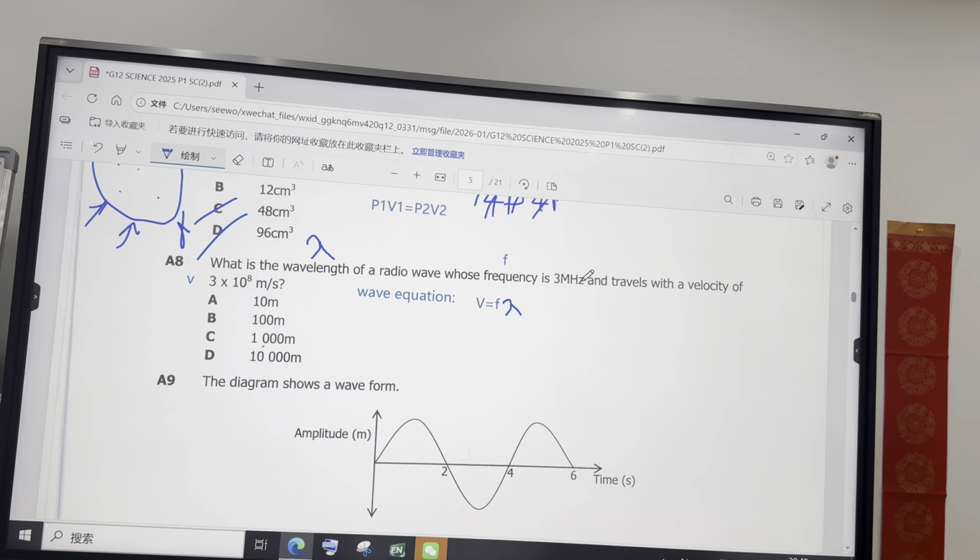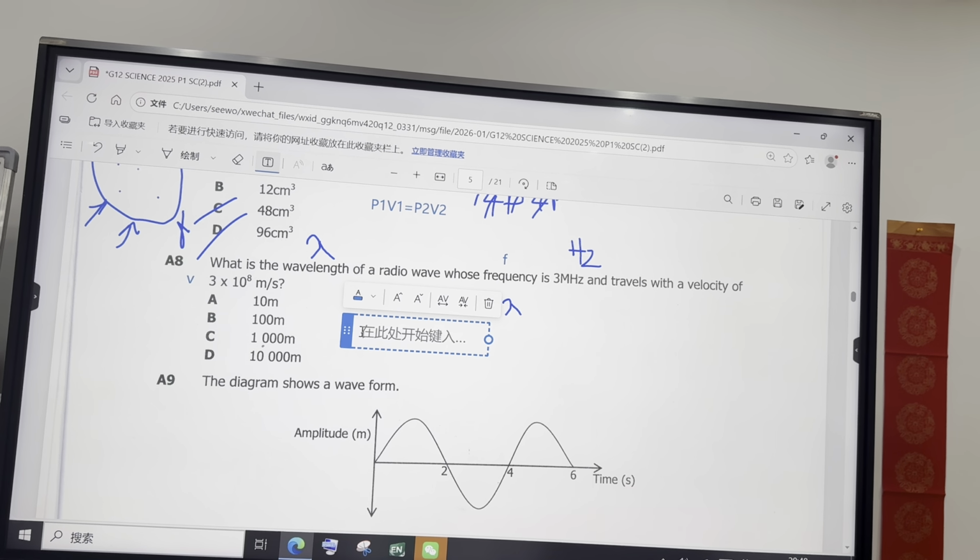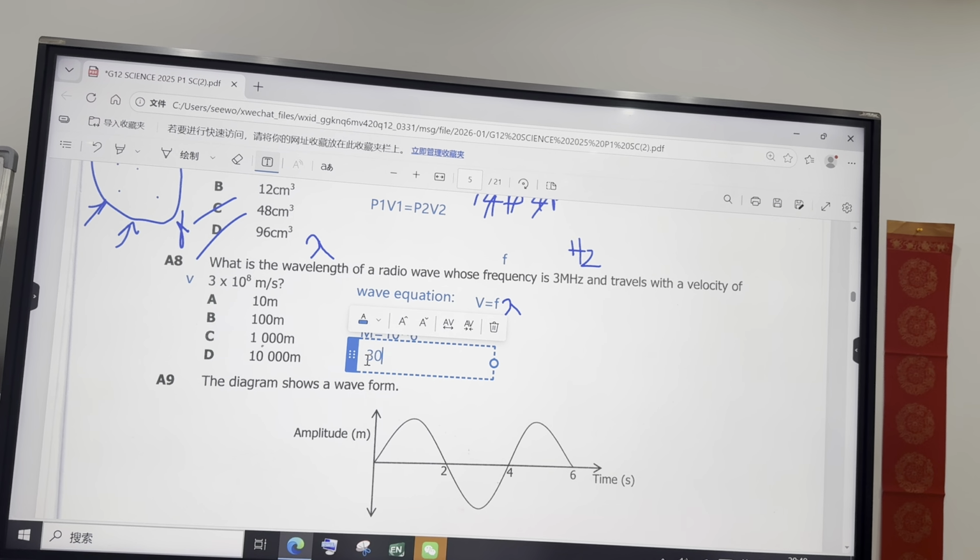Okay. So now what we have here is, they've already given us the speed is 3 by 10 to the power 8. We also know the frequency, but the frequency here is not in SI units. The SI units should be in hertz. So we need to remove this capital letter M. This capital letter M is read as mega. Mega means a million. It means 10 to the power 6.